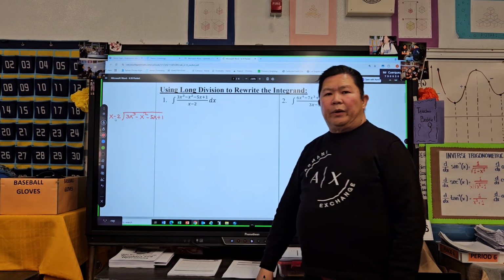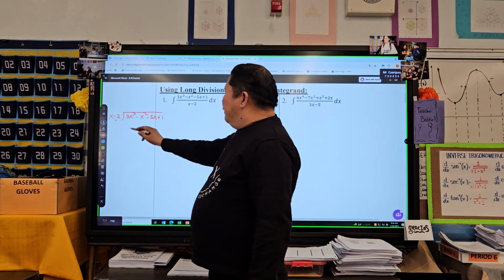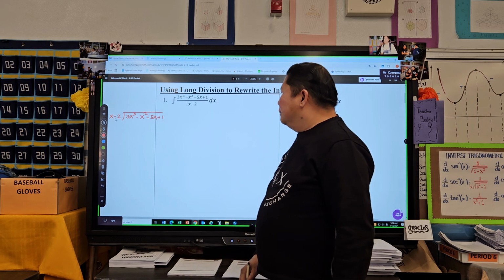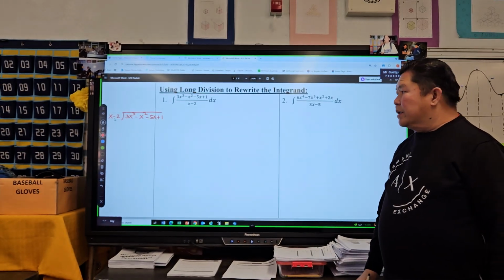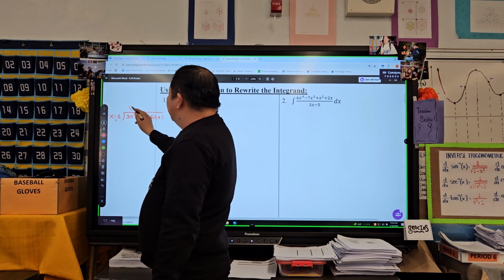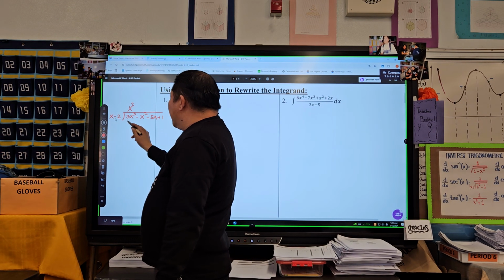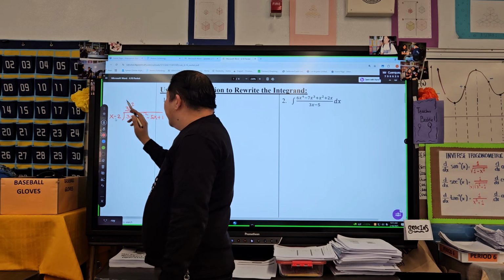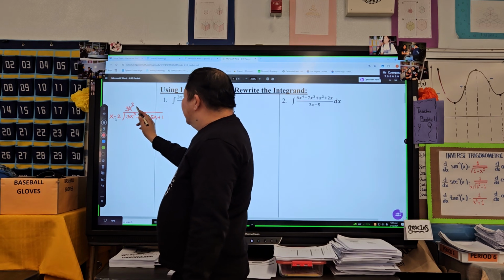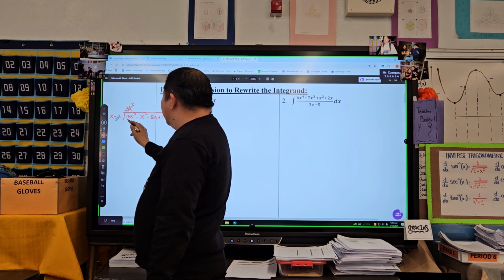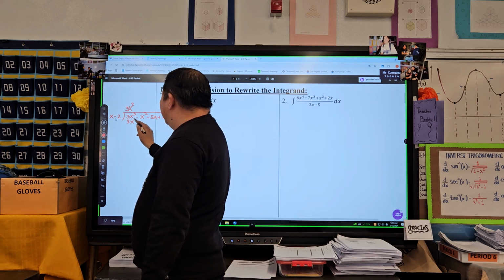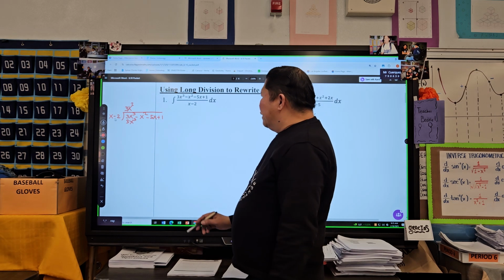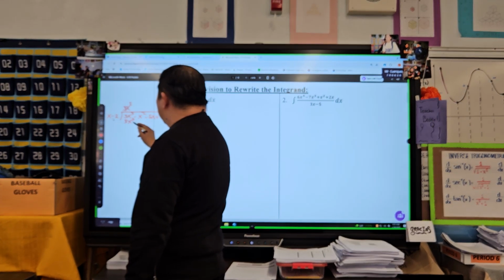So this is the first step that we do. Since the divisor is x minus 2 and the highest power right here of the dividend is power of 3, we say x squared. So x squared times x, but we still have coefficient 3, so we say 3x squared. So 3x squared times x is 3x to the power of 3, and then 3x squared times negative 2 is negative 6x squared.